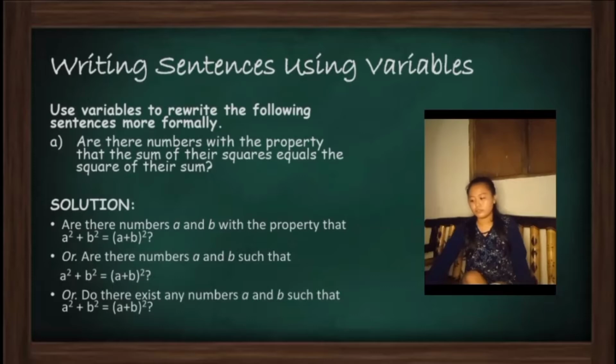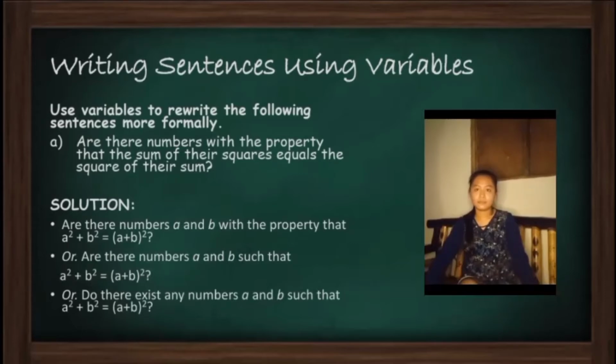So here is the solution. Are there numbers A and B? We use A and B as variables to substitute real numbers, with the property that A squared plus B squared is equal to, open parenthesis, A plus B, close parenthesis, squared. As I said, we can use any letters as variables to substitute numbers. So we use other variables but with the same statement.